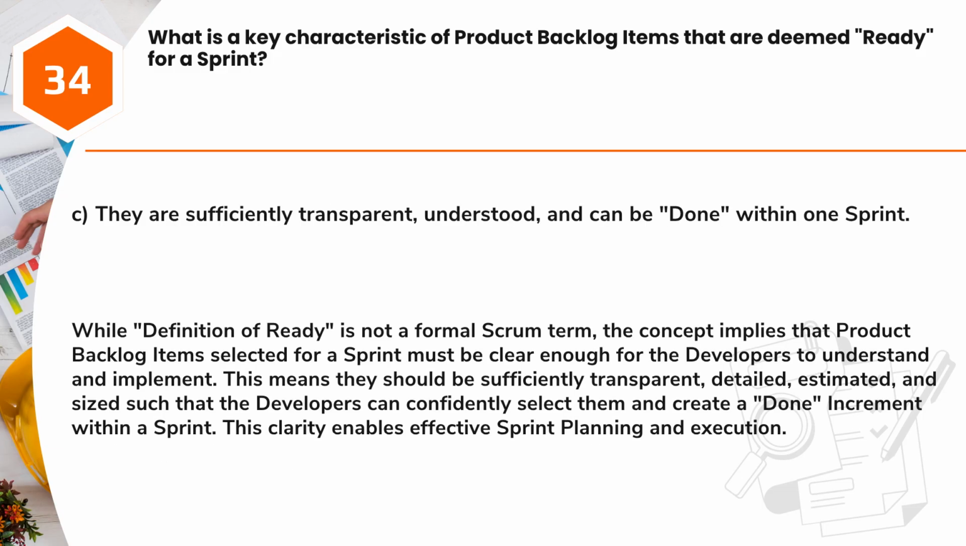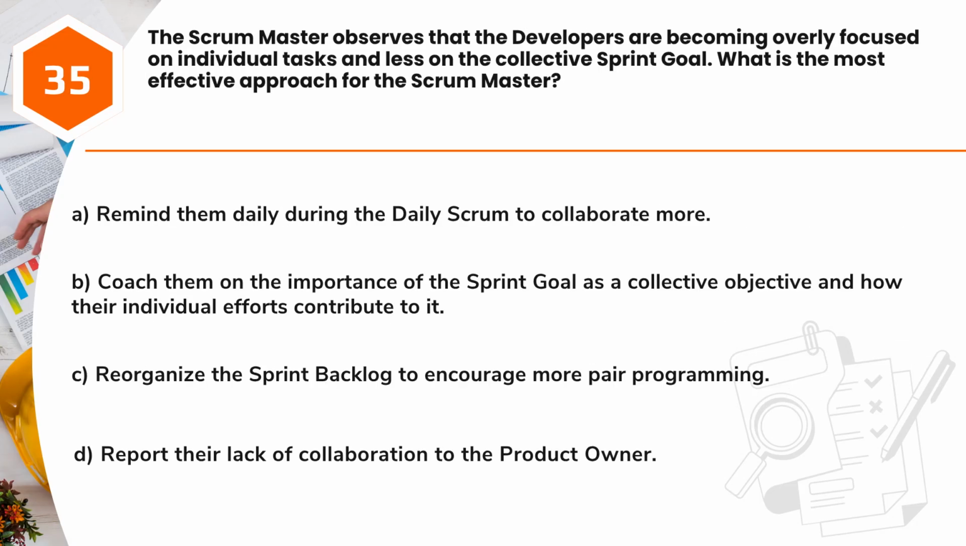Answer, C. They are sufficiently transparent, understood, and can be done within one sprint. While definition of ready is not a formal Scrum term, the concept implies that product backlog items selected for a sprint must be clear enough for the developers to understand and implement. This means they should be sufficiently transparent, detailed, estimated, and sized such that the developers can confidently select them and create a done increment within a sprint. This clarity enables effective sprint planning and execution.